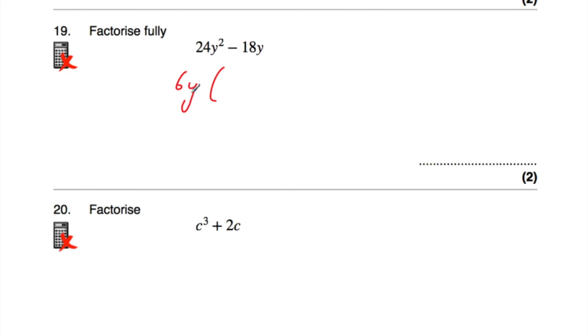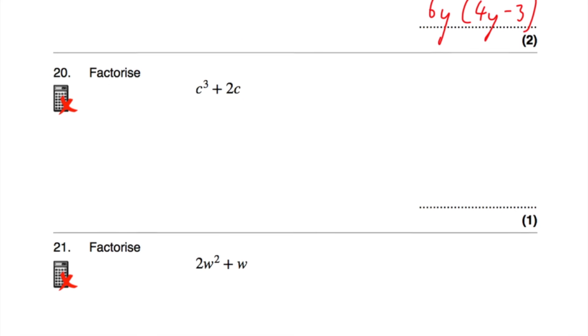24y squared divided by 6y. Well, 24 divided by 6 is 4. And then we've got y squared divided by y, which would be y. So let's just check that. 6y times 4y is 24y squared. Then we've got subtract. And then we're going to do 18y divided by 6y. Well, 18 divided by 6 is 3. And we've taken the y out already. So that's it. So our answer would be 6y, open brackets, 4y, subtract 3, close brackets.